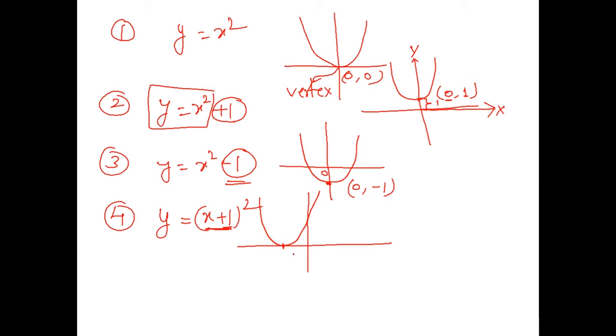And the vertex would be here. Horizontally, we've moved 1 point toward the left, so minus 1. And vertically, we've not moved, so the vertex is (minus 1, 0).